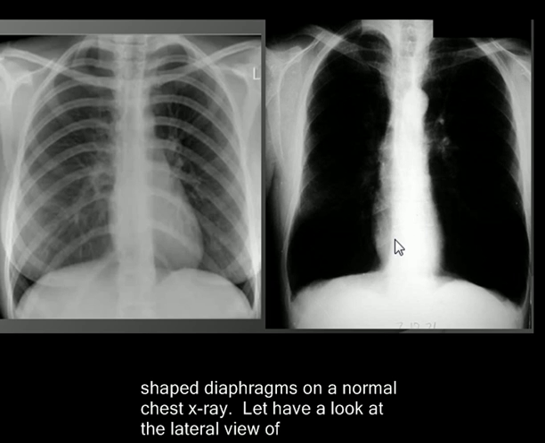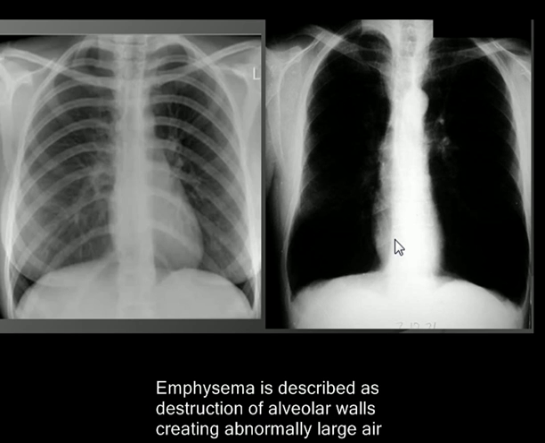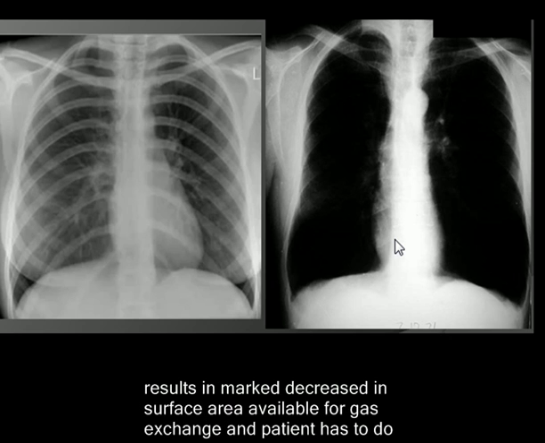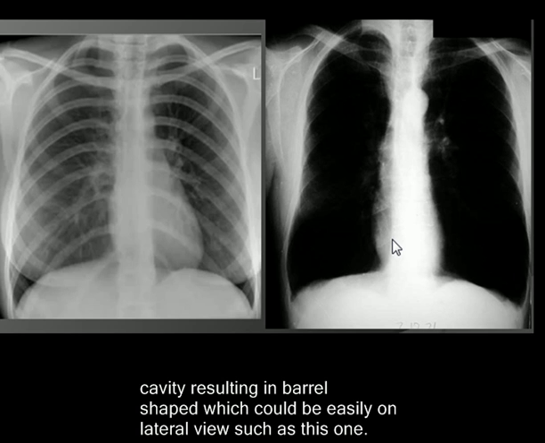Emphysema is described as destruction of alveolar walls, creating abnormally large air spaces that are not able to remove air and thus retain air even during expiration. This results in marked decrease in surface area available for gas exchange, and patient has to do labored breathing. Over the years, extra respiratory efforts increase the size of the thoracic cavity, resulting in barrel-shaped chest, which you should be able to easily see on a lateral view of this patient.